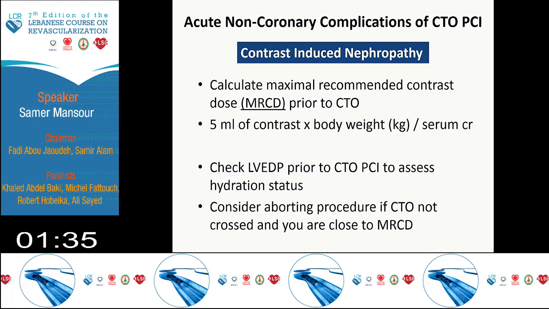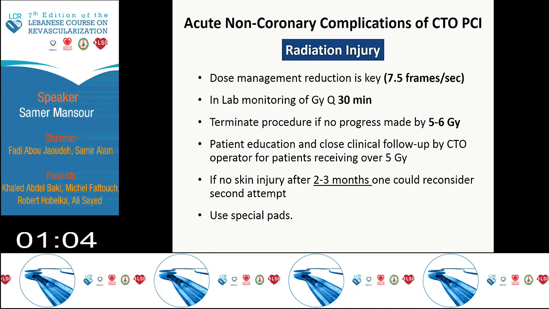Few words on contrast-induced nephropathy. You need to calculate the maximum recommended contrast dose that you can use prior to the CTO. It's equal to 5 cc of contrast times the body weight of the patient in kilograms, divided by the serum creatinine. You can check the LVEDP of your patient at the beginning of the procedure, and if it is too low, then you can hydrate, and we know hydration is the best treatment for contrast nephropathy. And you can consider aborting the procedure if you lose a lot of contrast and you are beyond the MRCD.